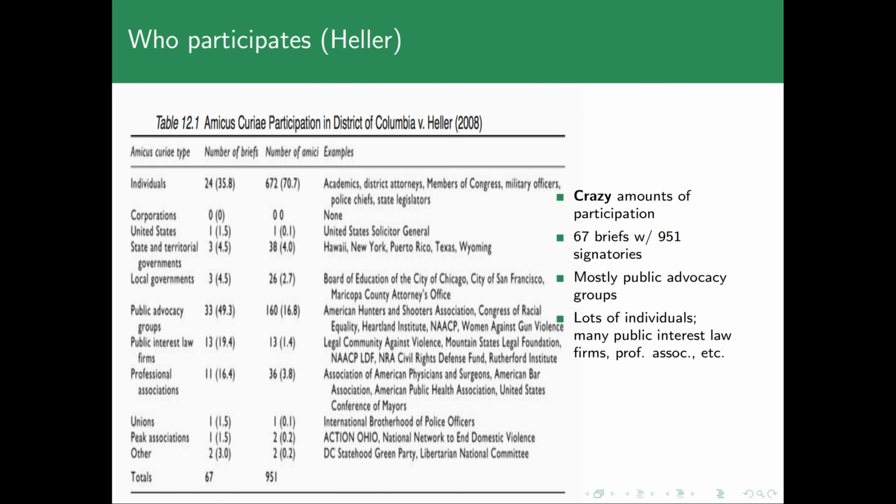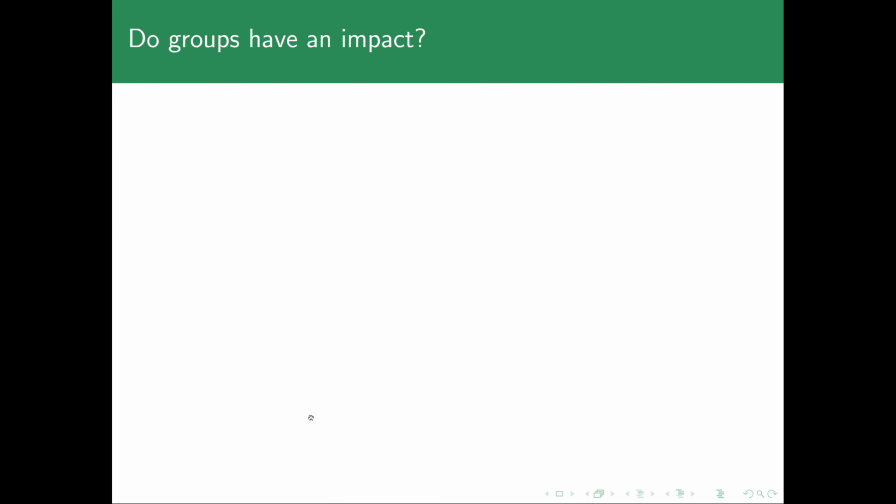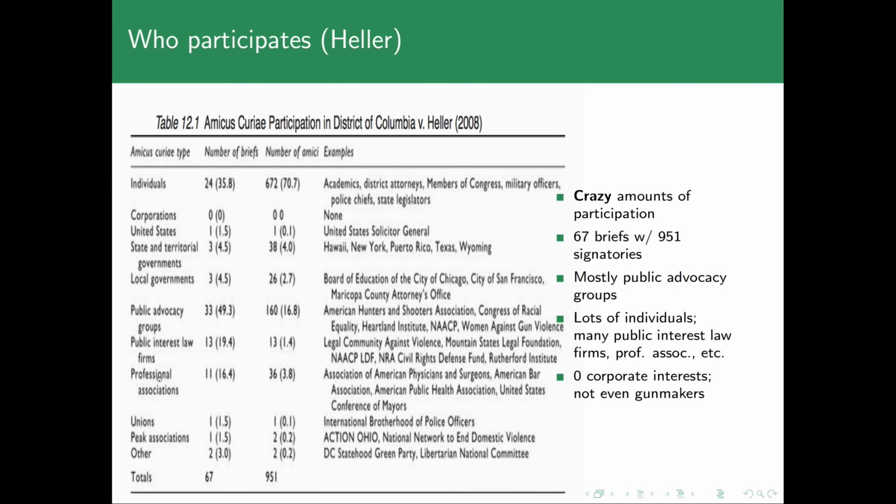Lots of different individuals take part here. But one thing that's really interesting is that not a single corporation filed a brief in D.C. versus Heller. And you would think that, especially for gun rights, you would have gun makers participating. But as it turns out, they're not. So we see all these sorts of institutions like unions, like the NAACP, the NRA, all these groups participating, but no corporations.